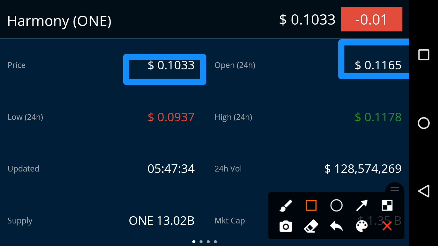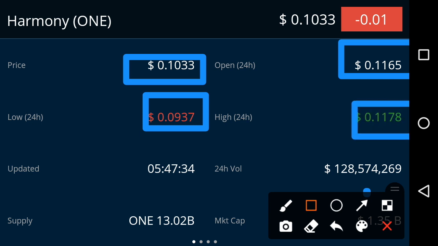Oh my goodness, you can see here that is the opening price, and now the current price has changed. So I mean that the price of Harmony is going down, friends, but I hope that it will move upward again. The lowest price is 0.0937 USD, friends. That is the lowest price in the last 24 hours, and the highest price is 0.1178 USD, friends. That is the highest price of Harmony in the last 24 hours.